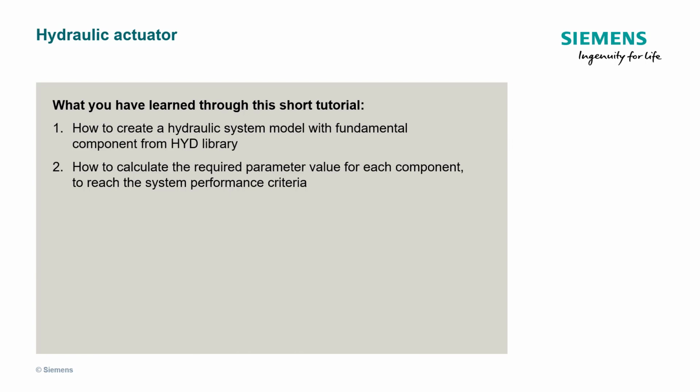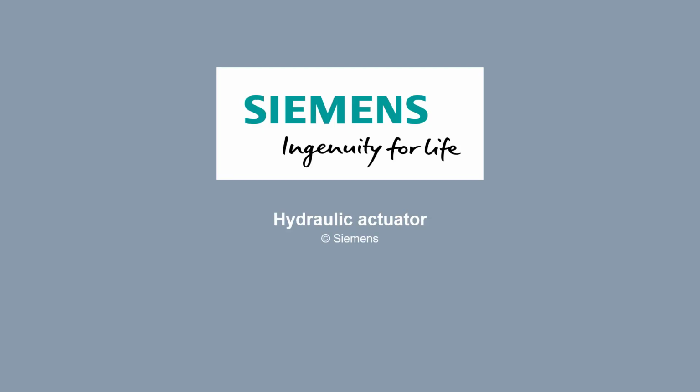Let's summarize what we've learned from this short lesson. You have learned how to create a hydraulic system model with fundamental components from the HYD library. You should be able to calculate the required parameter value for each component to reach the system performance criteria. With this, we end our lesson on hydraulic actuator. Thanks.